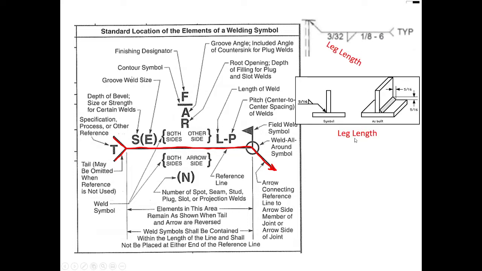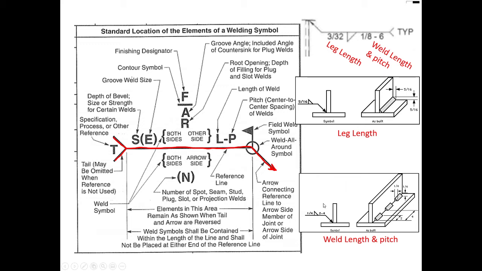Okay, so the leg length is the back edge of the weld, not the hypotenuse, but the back edges of the weld. And if there is only one leg length listed, then the assumption is that the weld legs are equal. If there are two numbers here, then they could be different leg lengths. Okay, so that is the size of the weld, which is a measure of the leg length. And then the other side is the length of the weld.